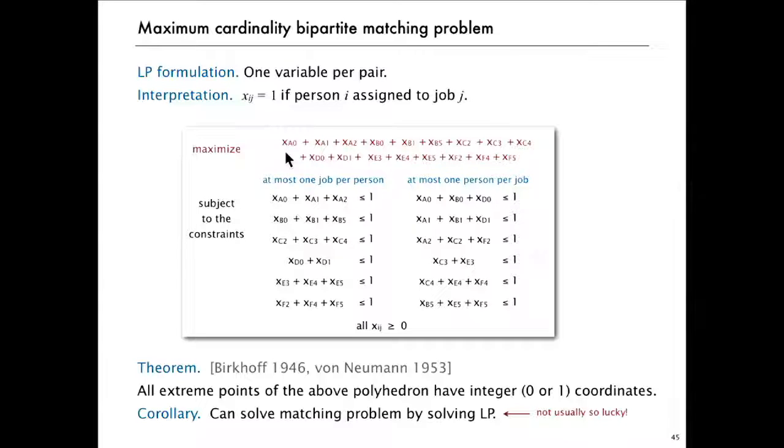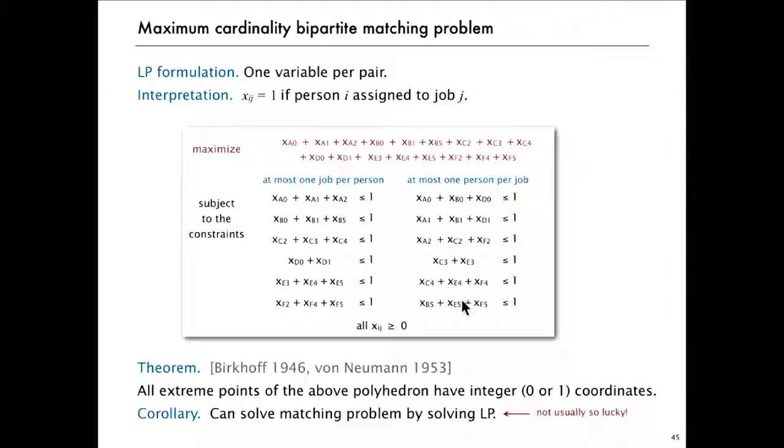So there's going to be, everything's got to be 0 or 1. And it's just going to maximize, this is all the possible matchings. And then the constraints are, there has to be at most one job per person. So if A has 3 edges, just say xa0 plus xa1 plus xa2 less than or equal to 1. And you do that for each person, and then at most one person per job, just do it that way.